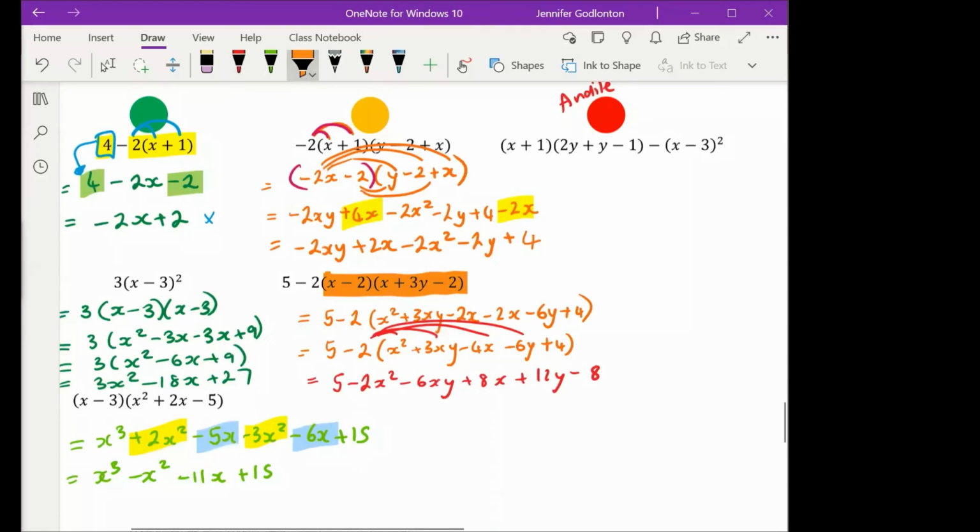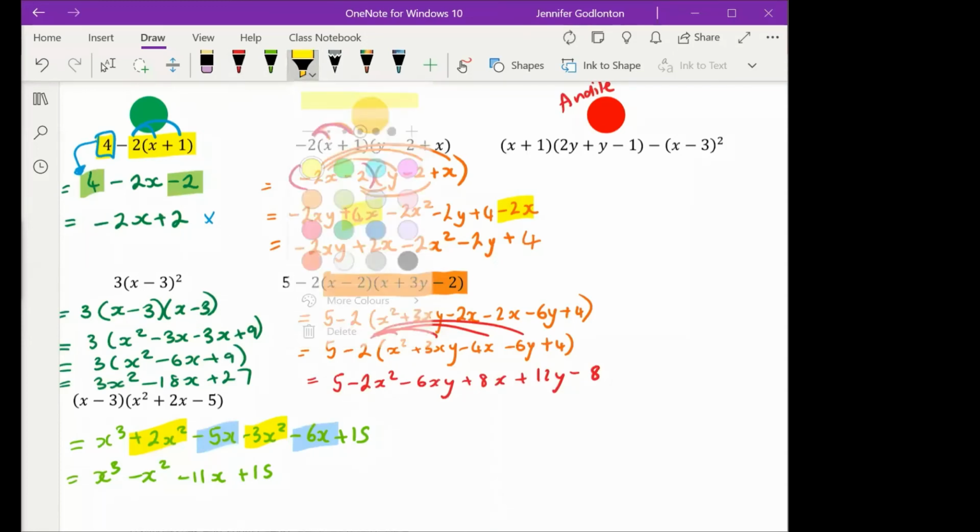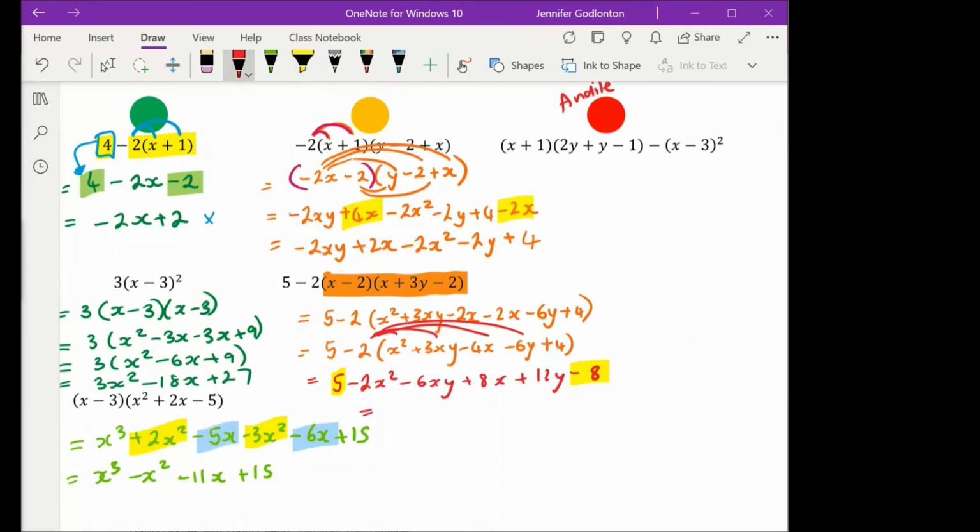And my like terms here, I only have this 5 and this negative 8. Nothing else is a like term, and so I would just write everything else as it is. So this is an example of when multiplying the binomial and the trinomial first can help us.